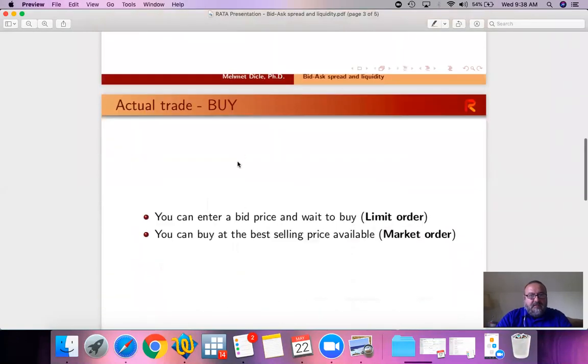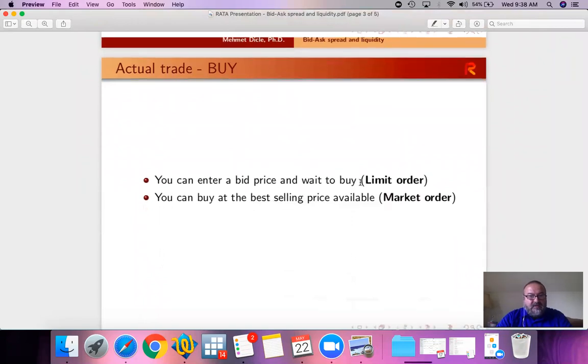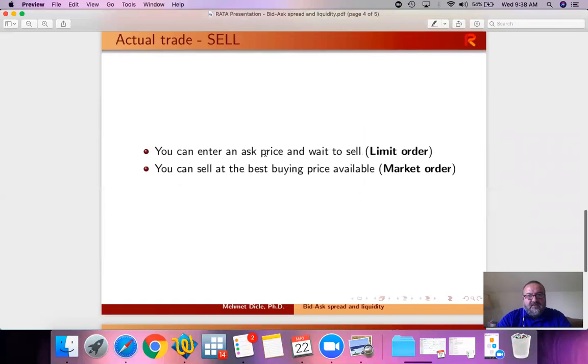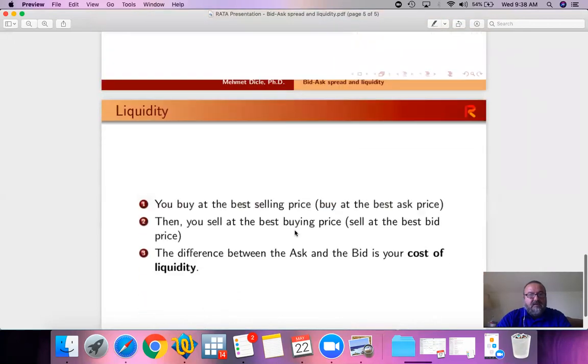So if you wanted to buy, you can enter a bid price and wait to buy, and that's considered a limit order. You can buy at the best selling price available, and that's a market order. If you wanted to sell, you can enter an ask price and wait to sell, and that will be considered a limit order. You can sell at the best buying price available, and that will be the market order. Now, liquidity: you buy at the best selling price, and then you sell at the best buying price. The difference between the ask and the bid is your cost of liquidity.